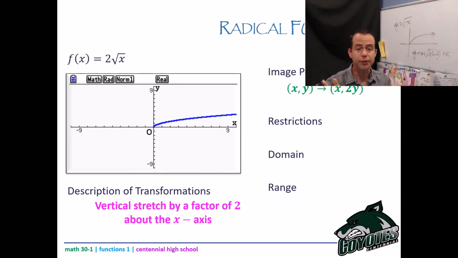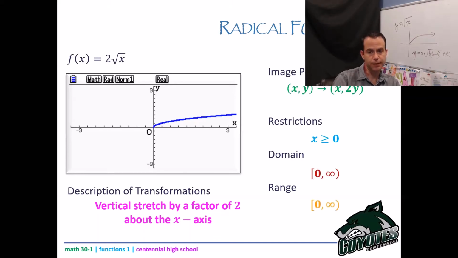The x hasn't changed at all because I've done a vertical stretch, so there's no reason for the restrictions to change if I'm changing y stuff. Okay, so x is greater than or equal to 0. The domain would be x is a member of the reals, or 0 to infinity. The range would also be 0 to infinity.